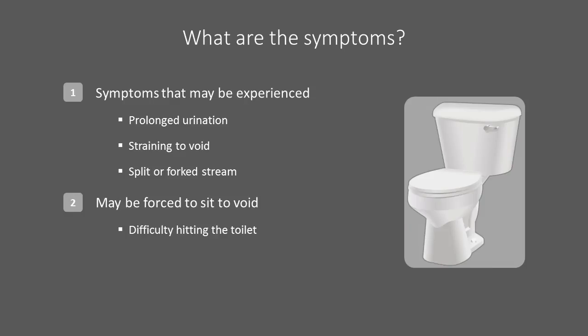Many men are surprised to find that they have developed a stricture, as they cannot pinpoint a time when an injury had occurred there. In presenting to their doctor, a patient may notice that it takes much longer to empty his bladder and that he must now push with his abdominal muscles to help emptying. Some men develop a split or forked stream. This can reach a point where they will sit to void, as hitting the toilet from a standing position becomes impossible.